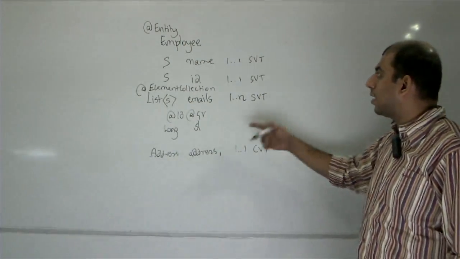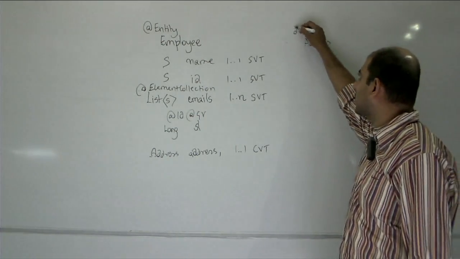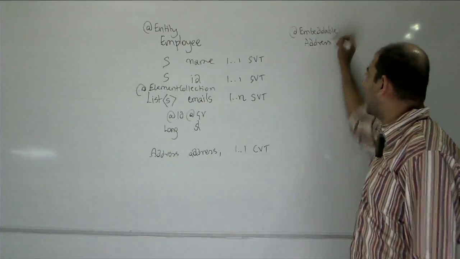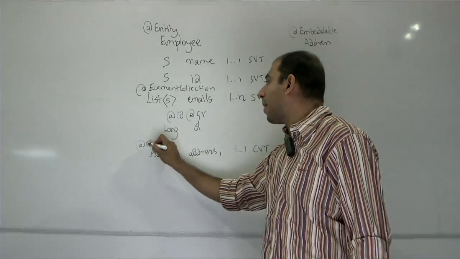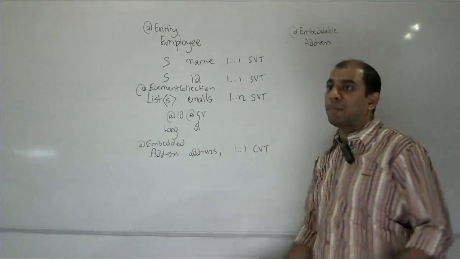Very good. So how do we do that? In the address class, we mark it @Embeddable, and above the address field in employee, @Embedded. So this is how we map for 1:1 complex value type.